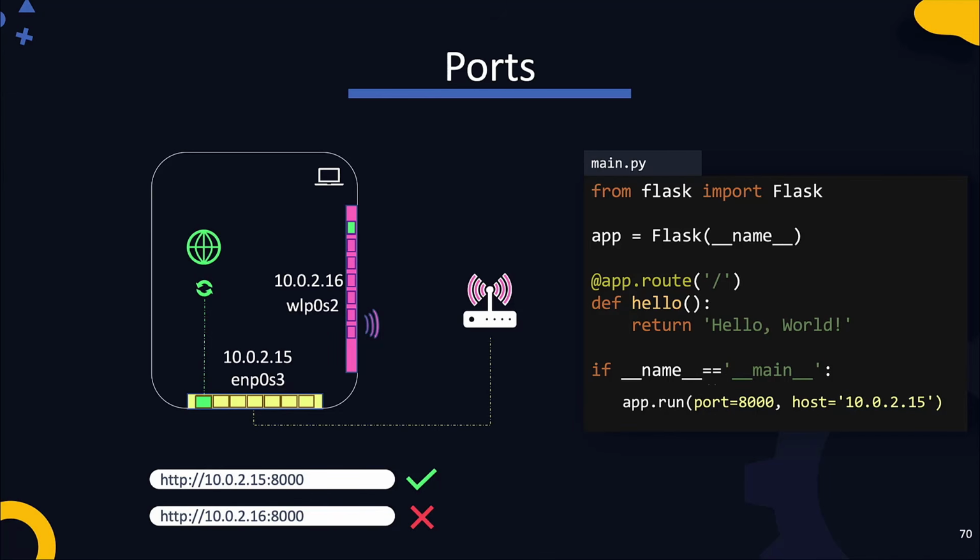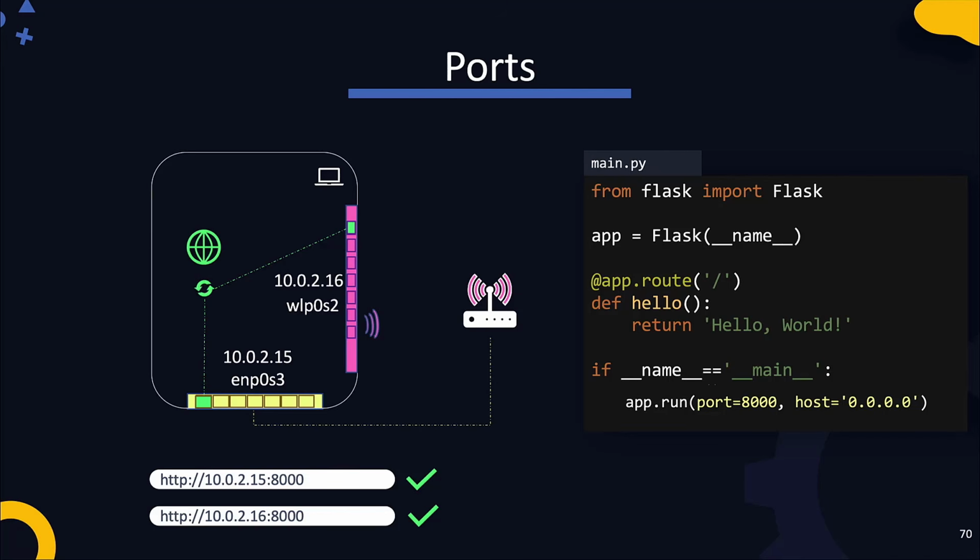So what if I want my application to be available through both these IPs? Then instead of specifying the IP address of a single interface, you must specify 0.0.0.0. In that case, the server will listen on all available interfaces. We now have our application available on all interfaces and anyone can access it.